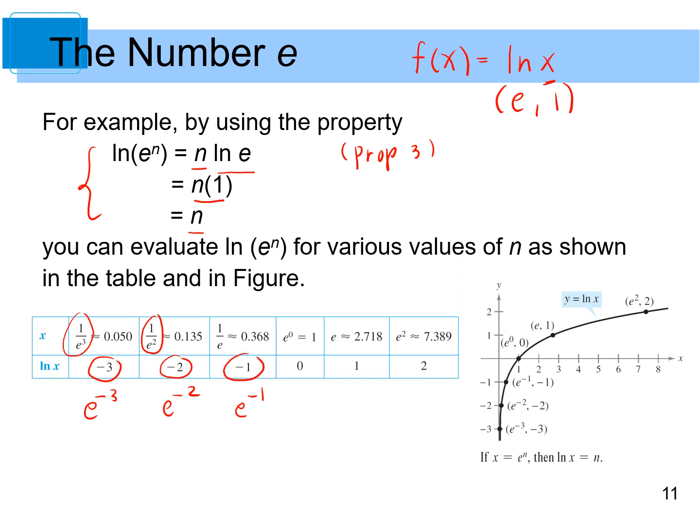Now, if you take ln of e raised to 0, the value is 0, because remember that the natural logarithmic function passes through the point (1, 0). Then ln of e raised to 1 is 1, and then ln of e squared is 2. And you can see the graph on the given figure.